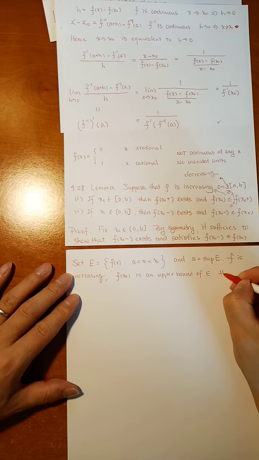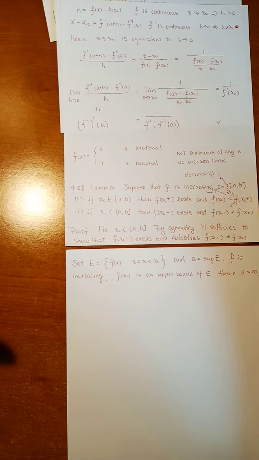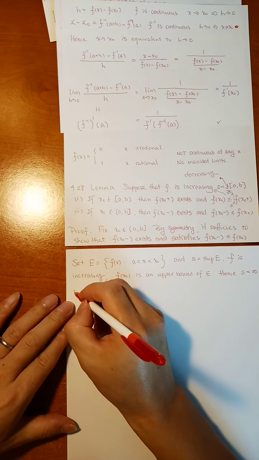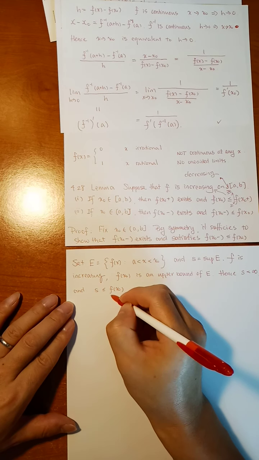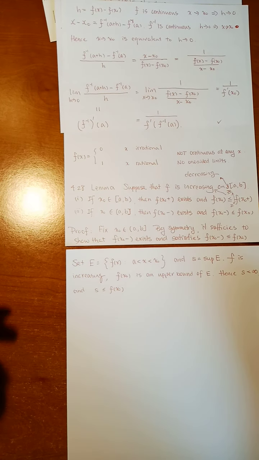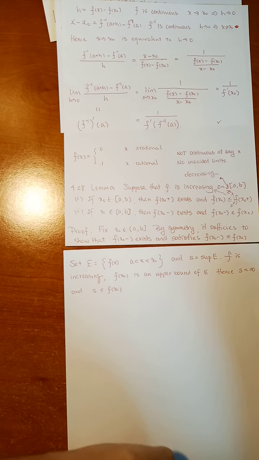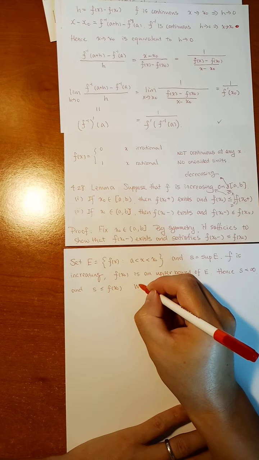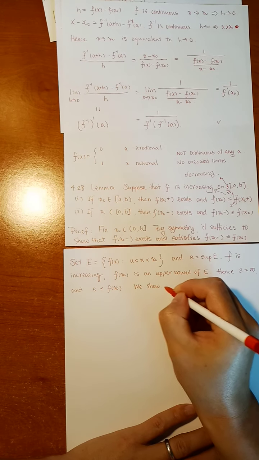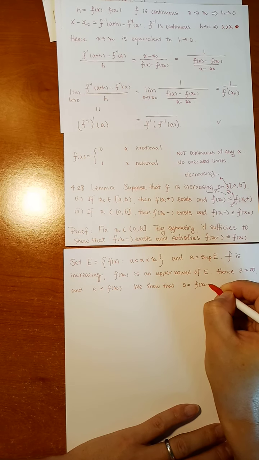Hence, S is finite. S will not be infinity. And S is less than or equal to f(x0). Alright. Now we're going to show that this S is exactly f(x0 minus).